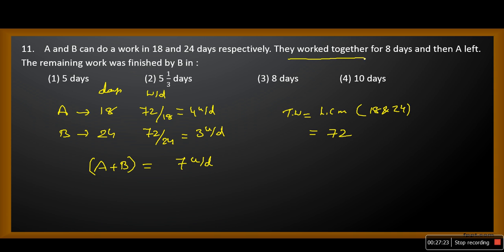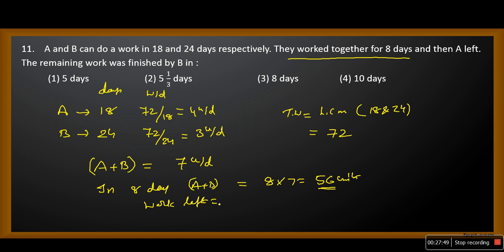Now look at the question. They worked together for 8 days. In 8 days, A and B will do how many units? 8 into 7, 56 units. In 8 days, A and B will do 56 units. But what is the total work? 72. So how much work is left? 72 minus 56, which equals 16 units of work left over. After 8 days, 16 units of work is left over.